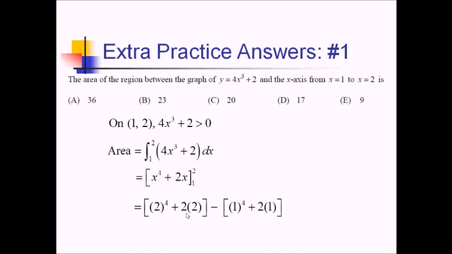This is, let's see, 16 plus 4 is 20. This is 1 plus 2, which is 3, so we're subtracting 3 for a grand total of 17. Choice D.